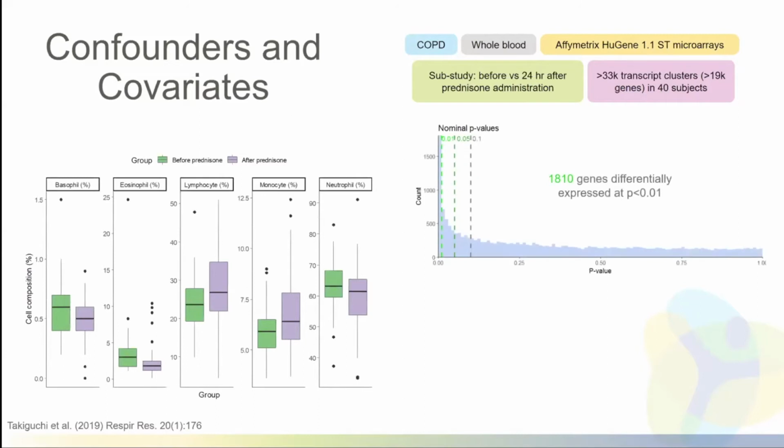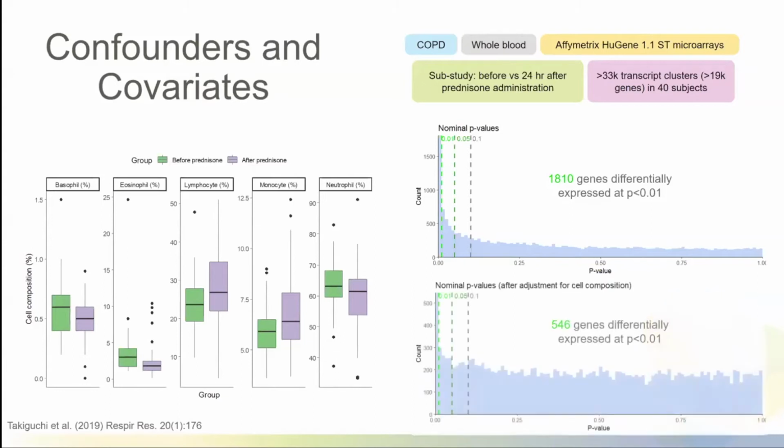Now, to try and disentangle these effects, we can adjust for cell composition. So here we're showing the p-value distribution without adjusting for cell composition. We see that there are 1,800 genes differentially expressed at a p less than 1% level. And we know that because of this confounding effect we're also going to be picking up on genes that are not actually differentially expressed, but rather they're just expressed differently in different immune cells.